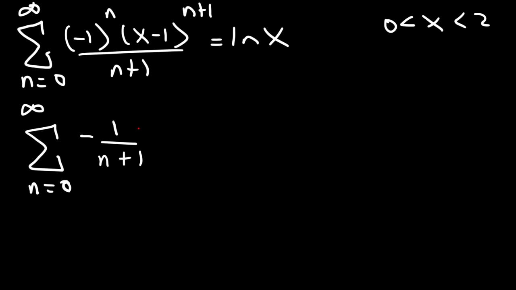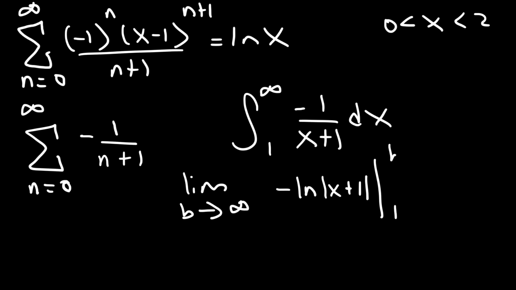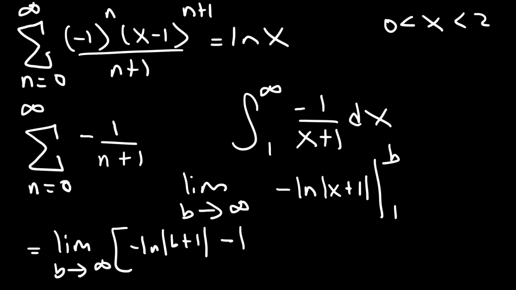So will the series converge or will it diverge? To find out, let's use the integral test. So we're going to integrate the corresponding function from 1 to infinity of negative 1 over x plus 1. And the antiderivative of that is going to be the natural log of x plus 1 with a negative sign in front of it. And this is an improper integral, so we need to use limits to express it. So we're going to have the limit as b goes to infinity of negative natural log of b plus 1 minus ln of 2.